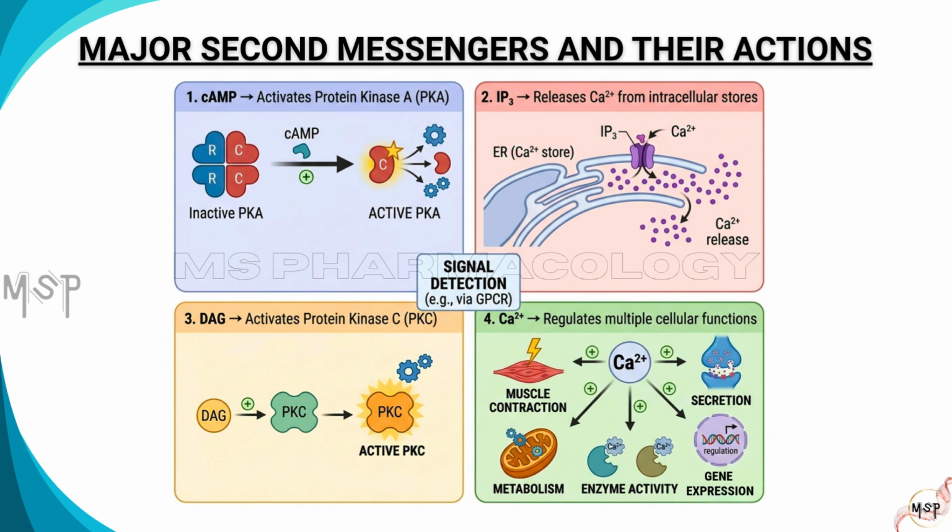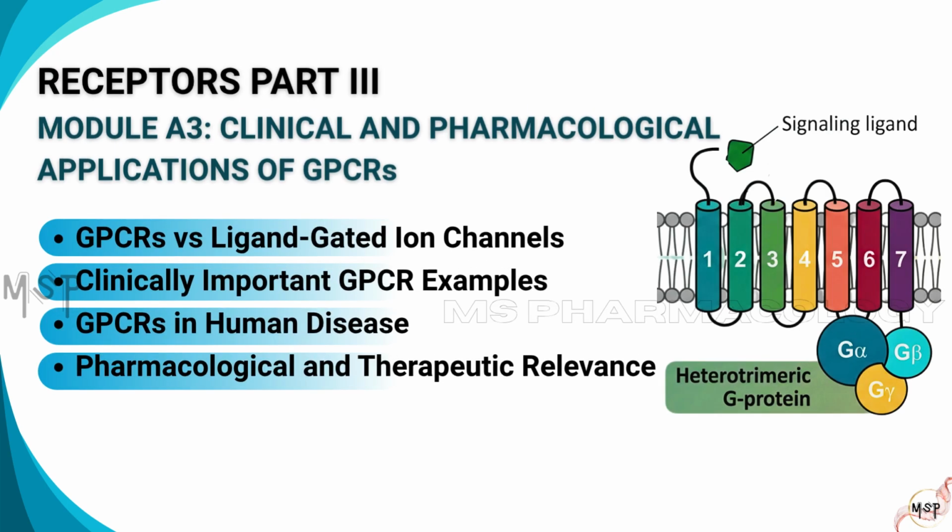This brings us to the end of Module A2 on specific G protein pathways and second messengers. In the next lesson, Module A3, we will move from basic mechanisms to clinical and pharmacological applications. We will compare GPCRs with ligand-gated ion channels, examine major clinically important GPCR examples, explore their roles in human disease, discuss their pharmacological relevance, and conclude with high-yield revision points, especially useful for examinations and clinical practice.